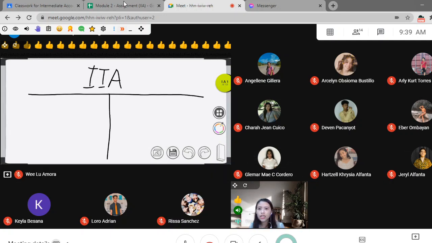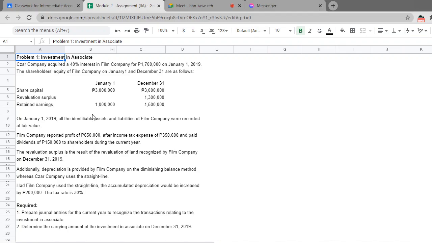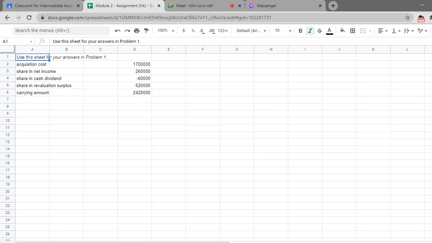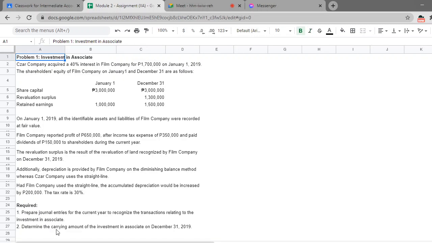So, ato sa ta sa inyong module, sa inyong assignment, let's begin with Caesar Company. So, atong requirement diri is to prepare journal entries and to determine the carrying amount of the investment in associate.